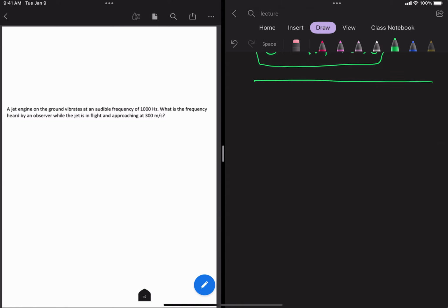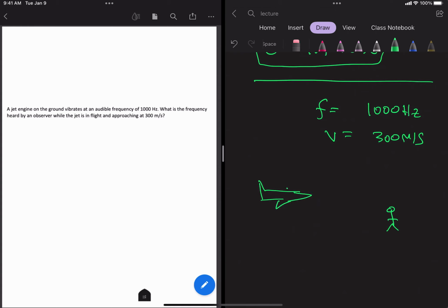So let's write down the givens. You have 1,000 hertz, which is a frequency, and you have 300 meters per second, which is a velocity. So there's not enough information here, so let's draw a picture. So you have a jet. There's a person on the ground, and you have a jet.